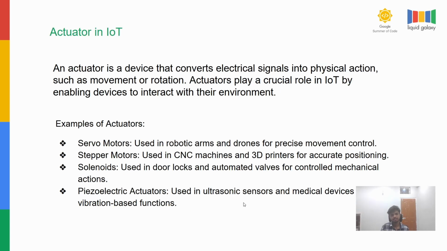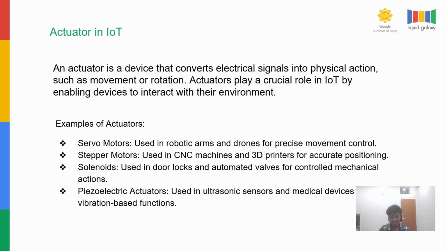Now let's talk about actuators in IoT. So what is an actuator? An actuator is a device that converts electrical signals into physical action, such as movement or rotation. Actuators play a crucial role in IoT by enabling devices to interact with their environment.